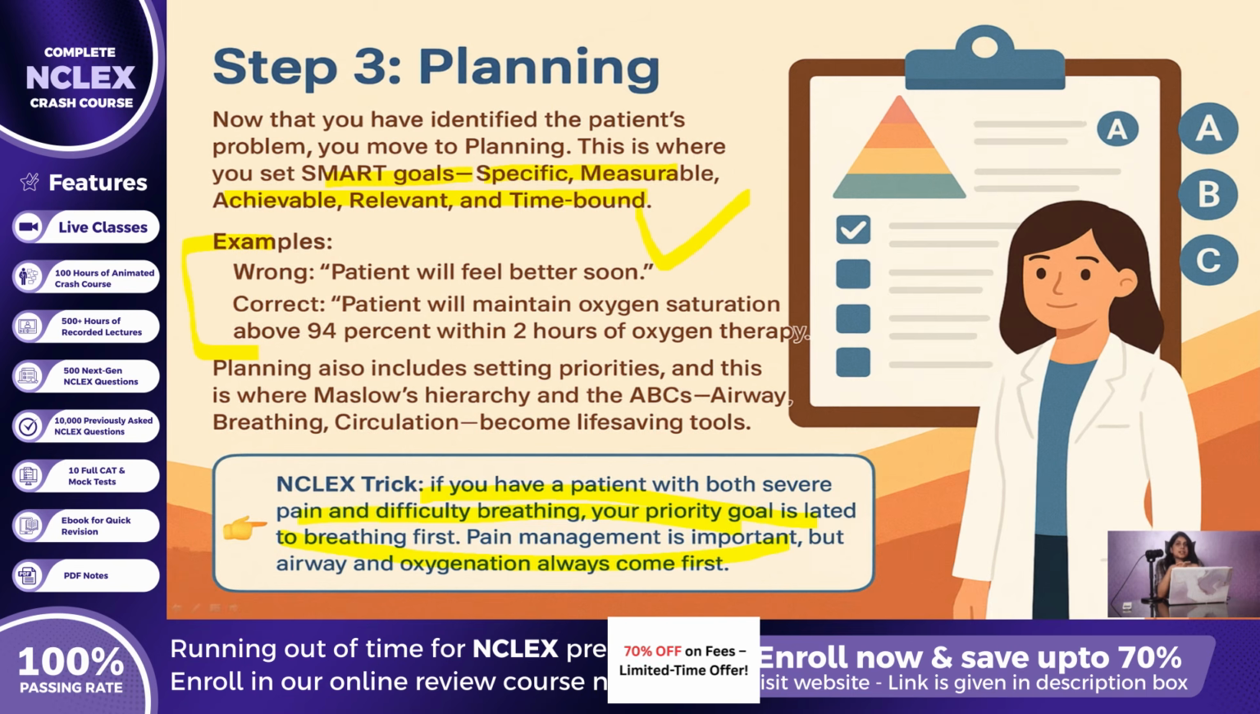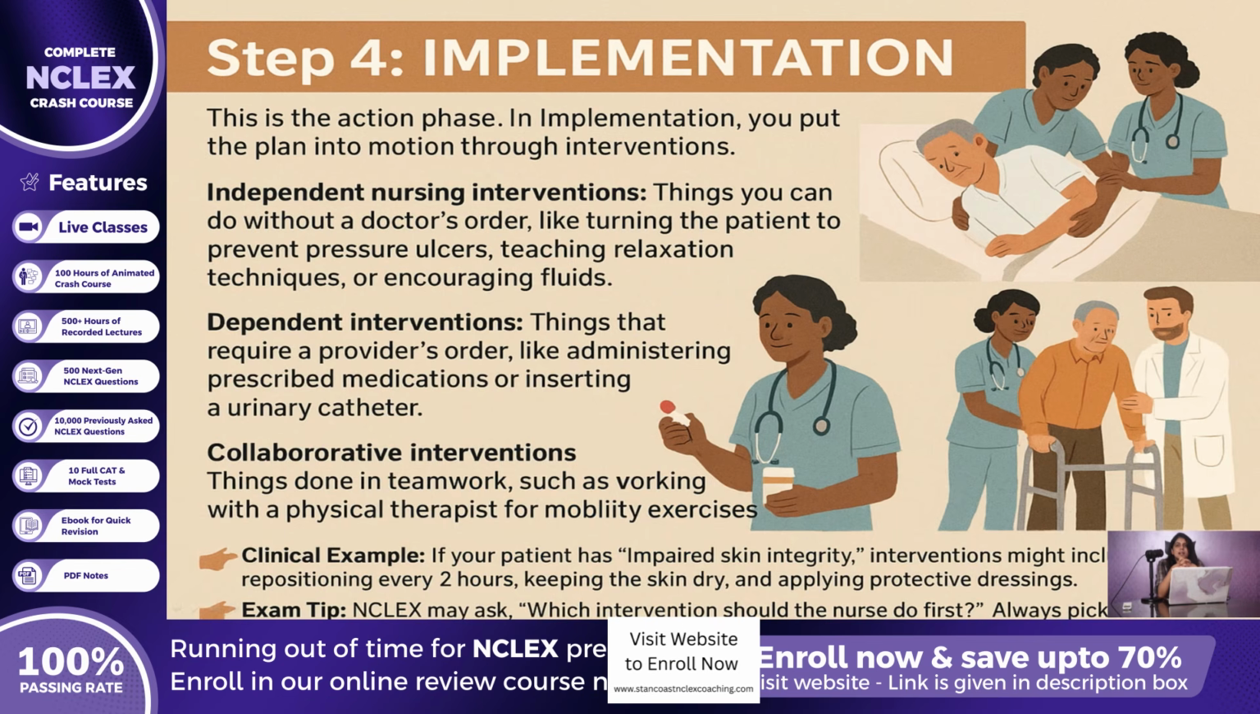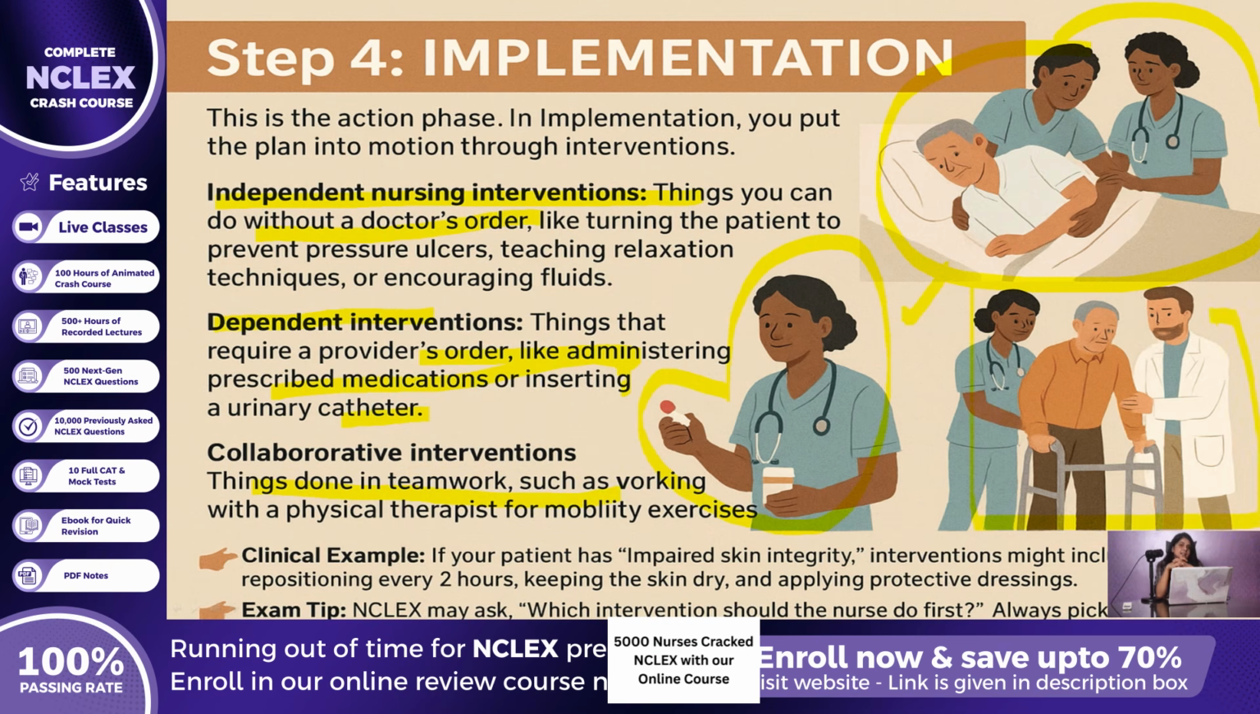Step 4. Implementation. This is the action phase. In implementation, you put the plan into motion through interventions. Interventions can be independent nursing interventions, things you can do without a doctor's order, like turning the patient to prevent pressure ulcers, teaching relaxation techniques, or encouraging fluids. Dependent interventions, things that require a provider's order, like administering prescribed medications or inserting a urinary catheter. Collaborative interventions, things done in teamwork, such as working with a physical therapist for mobility exercises.